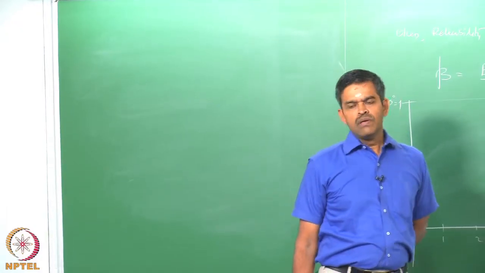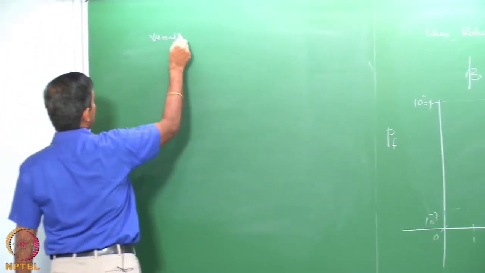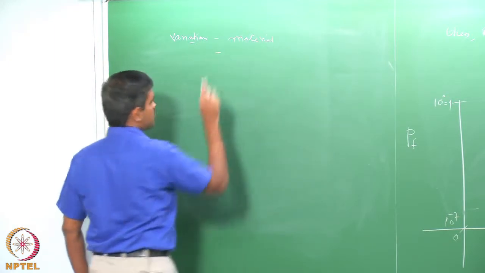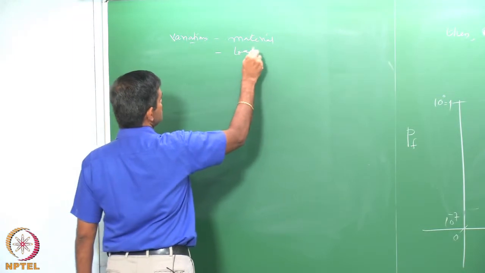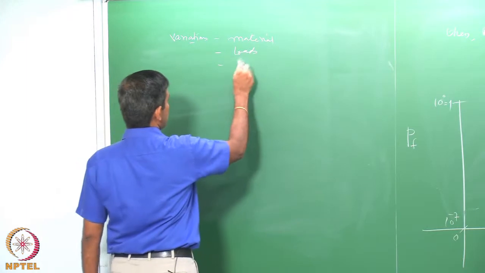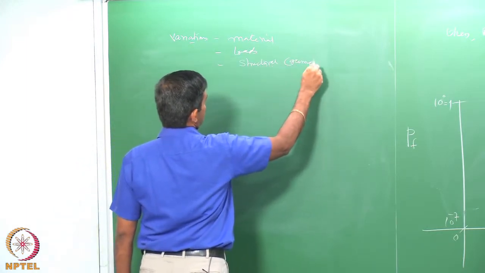Therefore, we have variations coming from the material, as we just now saw, and they can also come from the loads. In addition, they can also come from structural forms, that is the geometric forms.